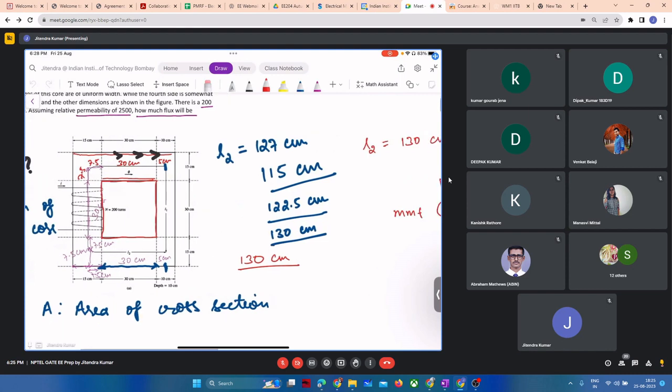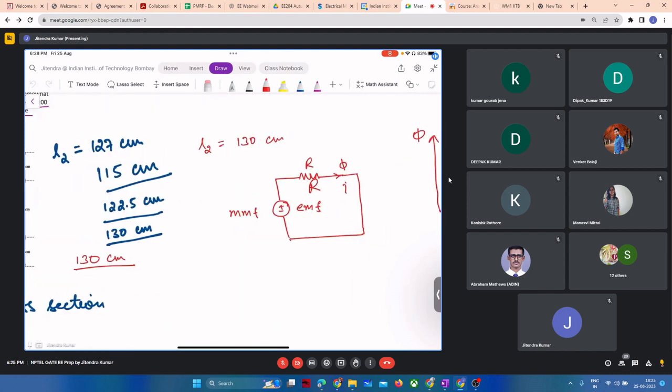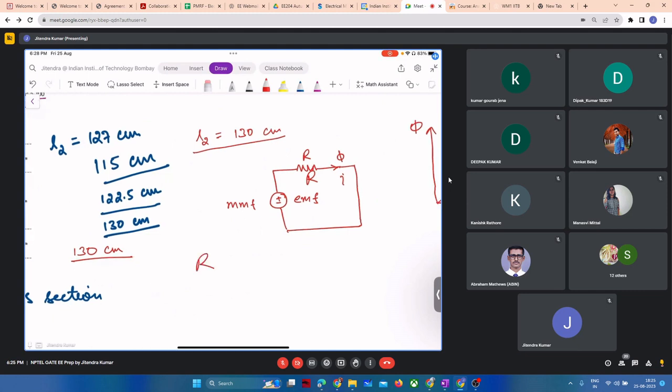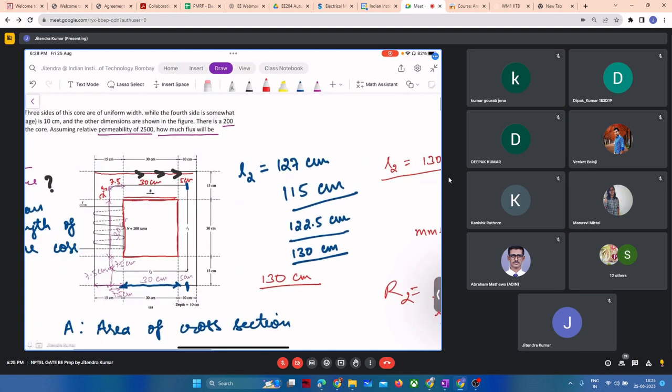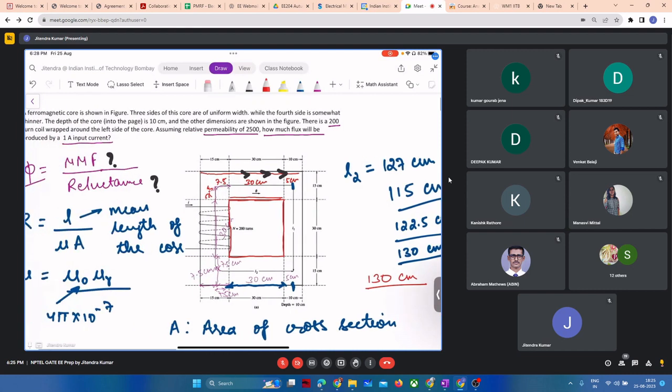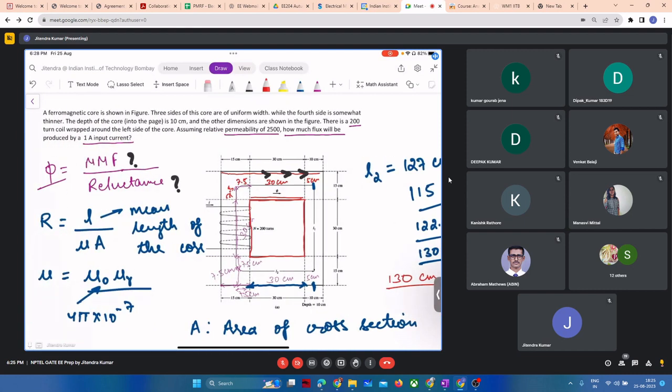So we were at L2. We have computed the value of L2. Now, since we have to compute the reluctance of the L2 section, I am calling it R2. R2 is nothing but L2 by mu into A2. So the second thing is we have to compute A2, the area of the cross section where L2 is covered. How much will that area be? Could anyone let me know?